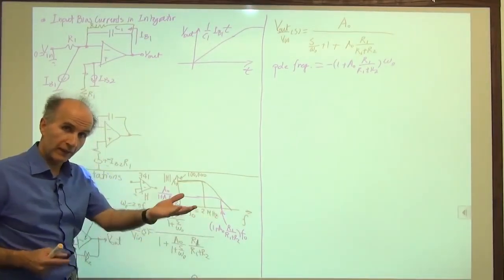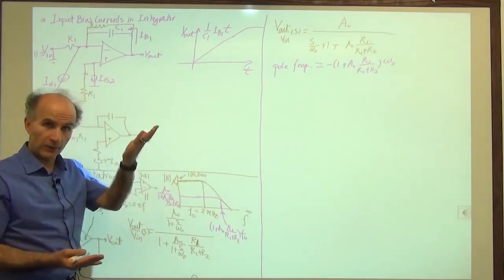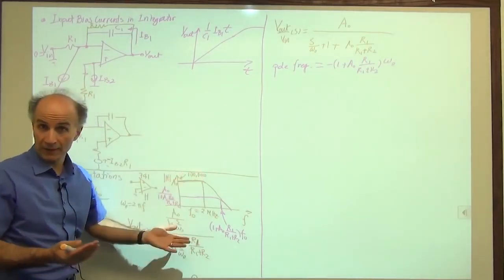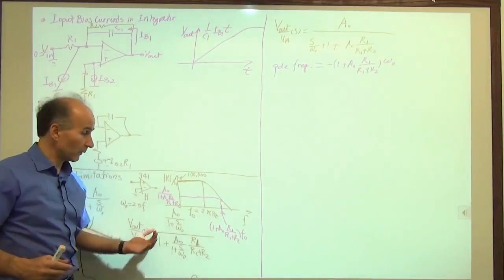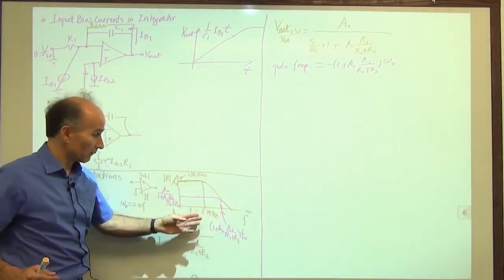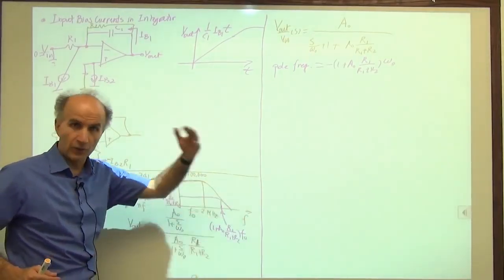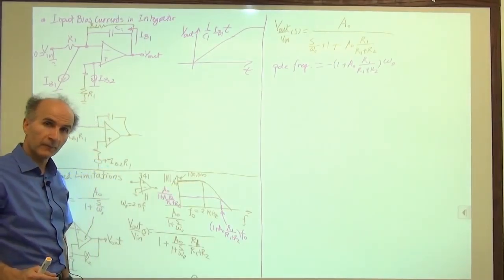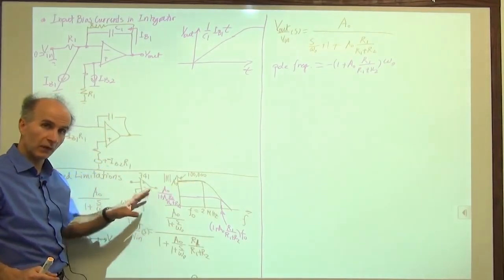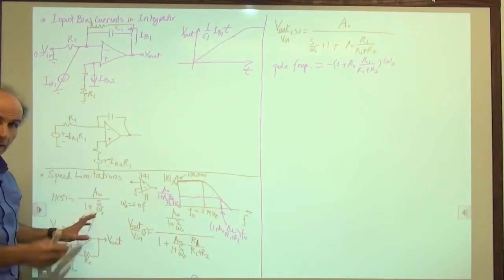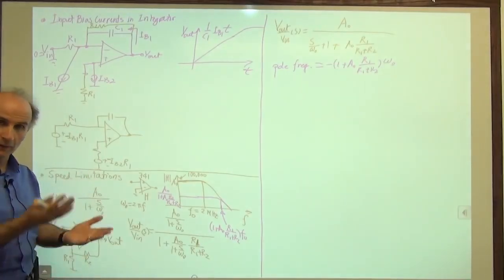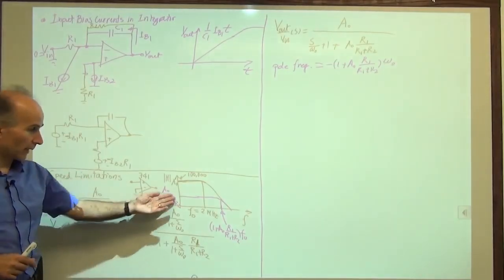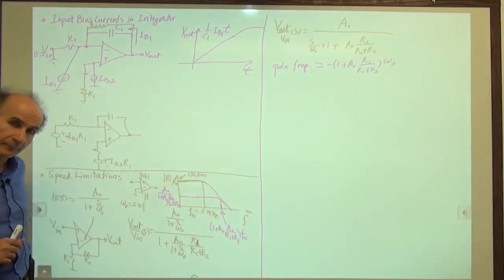In other words, we are trading the gain for the bandwidth. We reduce the gain from 100,000 to, let's say, 10, and at the same time, we increase the bandwidth from, let's say, 2 megahertz by a huge amount. All right, so that's the beauty of this type of circuit. You can trade gain and speed for different amounts that you can see here.